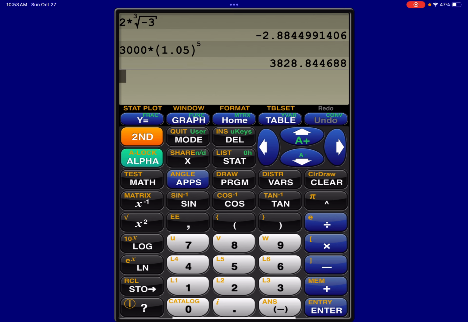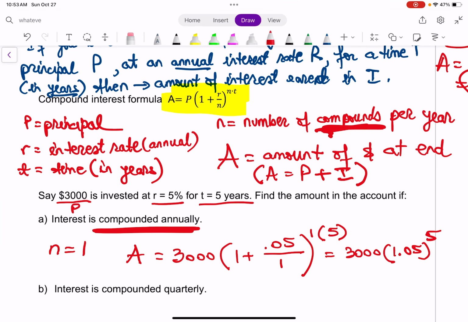Okay. So at the end, we will have $3,828.84. So anytime we write dollar amounts, they always should be to 2 decimal places for your cents. Okay. So in other words, basically you've earned another $828 at the end of this whole thing.